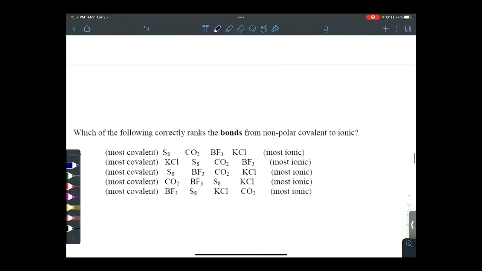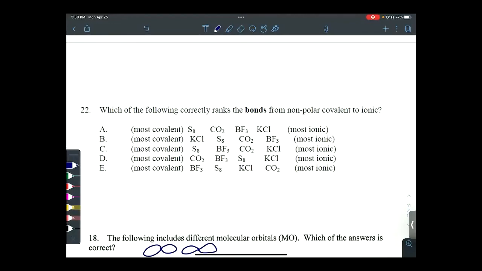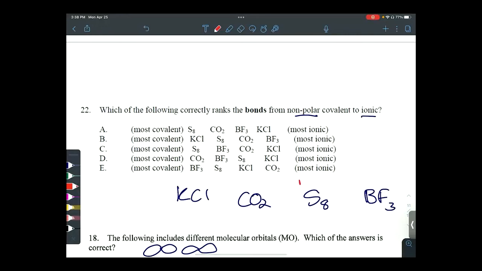All right, so let's keep going. Which of the following ranks the bonds from nonpolar to ionic? If you write them all out, we have KCl, CO2, S8, and BF3. If you have your periodic table, it's going to help. I always like to identify the ends. Of these, straight away you can find the nonpolar covalent, which is going to be S8. This one's completely nonpolar.